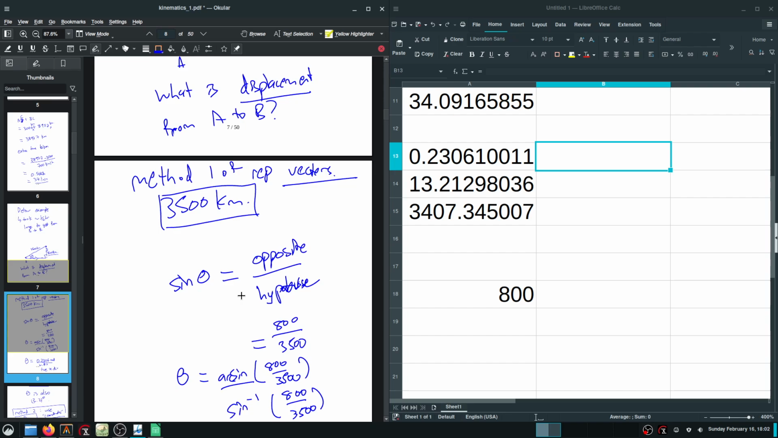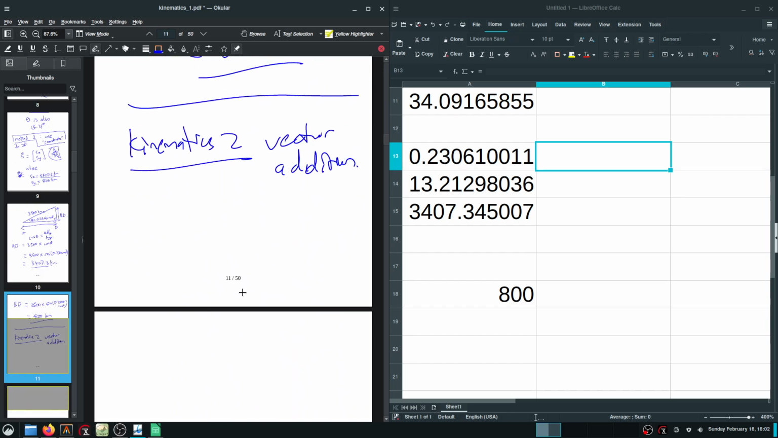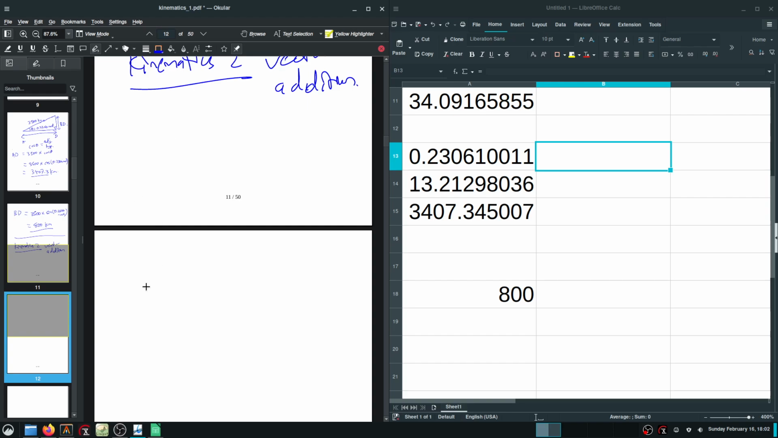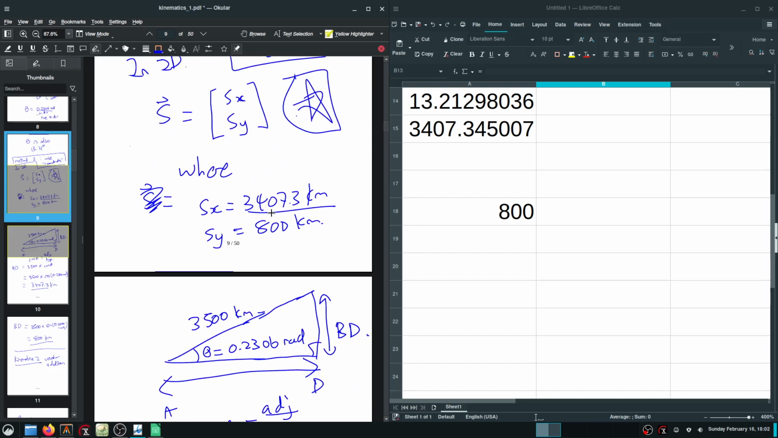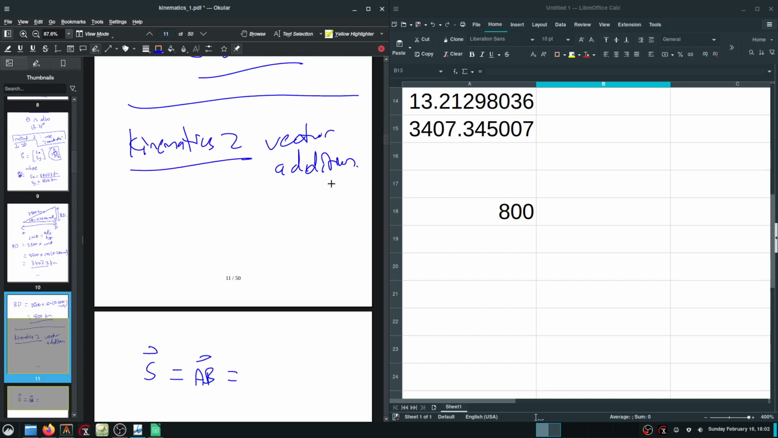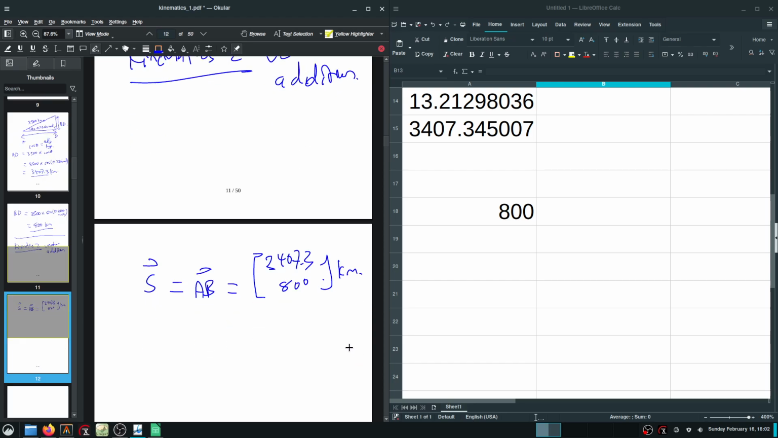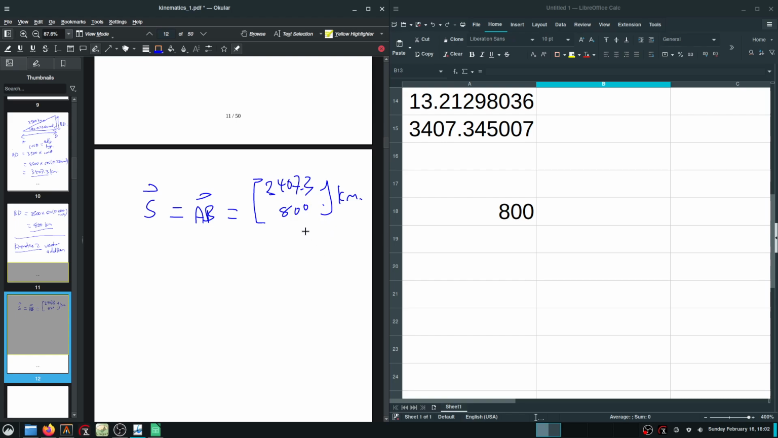So, what's vector AB? This displacement here is actually vector AB. We call these components, yeah? We call this SX and SY. They are called the x component and y component of the vector. That's the displacement: 3407.3 and 800. This is in kilometers.